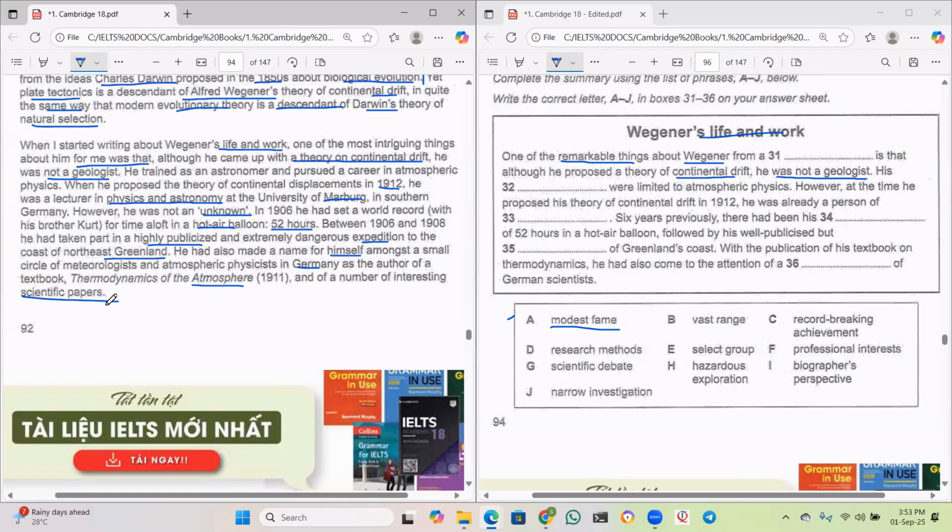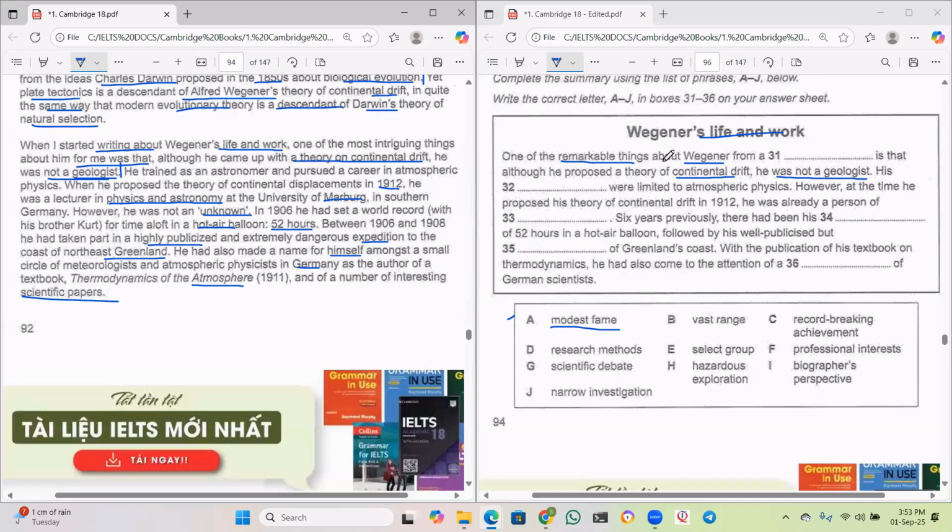Okay, so there are a lot of details about his personal life here, right? So it should be easy for us to answer this. Now, let us read the question. One of the remarkable things about Wegener from a dash is that although he proposed a theory of continental drift, he was not a geologist. I think this is the first sentence, right? When I started writing about Wegener's life and work, one of the most intriguing things about him for me was that although he came up with a theory of continental drift, he was not a geologist. Yes, exactly the same sentence.